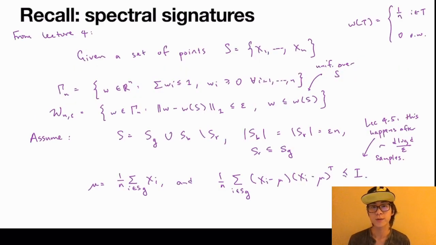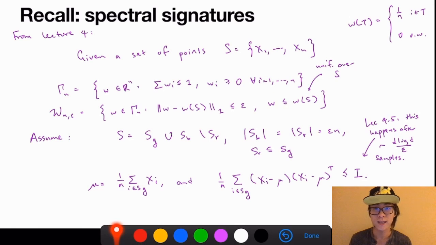So throughout this lecture, I'm going to be using a lot of notation from lecture 4, so let's briefly recall that here. We're going to have a set of points S, which we'll denote as x1 through xn, and we're going to let gamma sub n be the subsimplex over n things. For any set of points T, let w of T be the set of weights which are 1 over n for i in T and 0 otherwise.